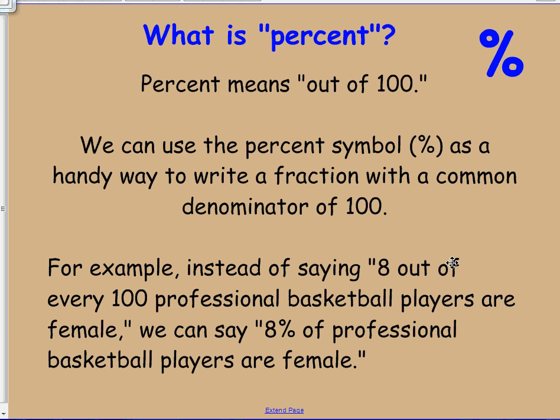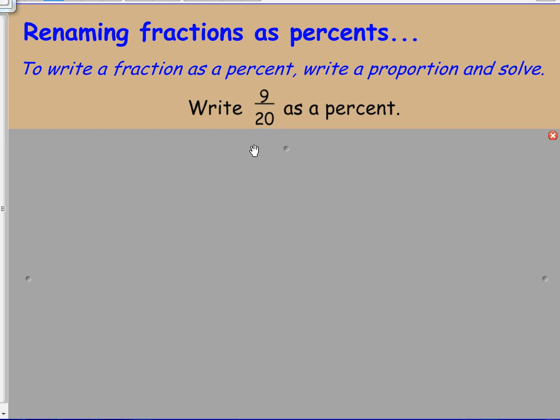So for example, if we say 8 out of every 100 professional basketball players are female, we can say 8% of the professional basketball players are female. It makes things a little bit easier to use. All right, so how do we go from fractions to percents? There's actually two different ways we can use it.